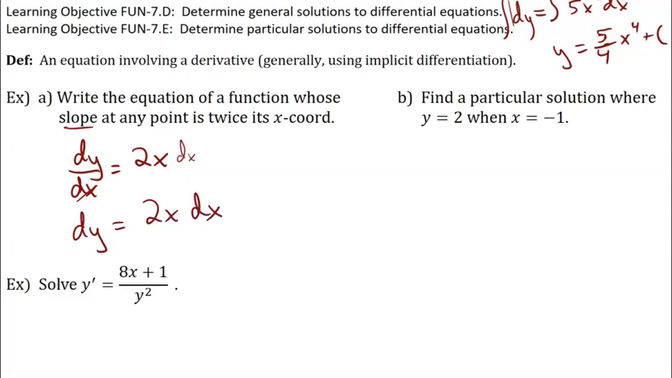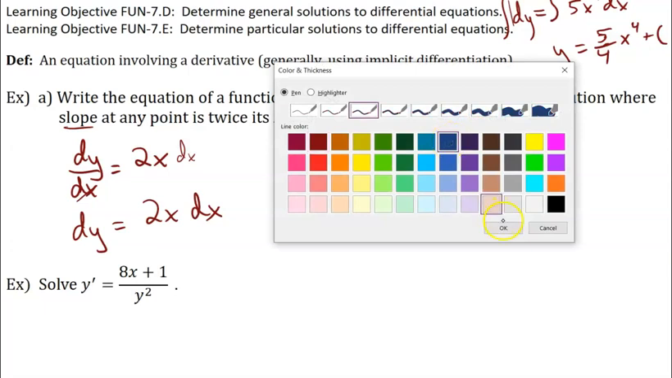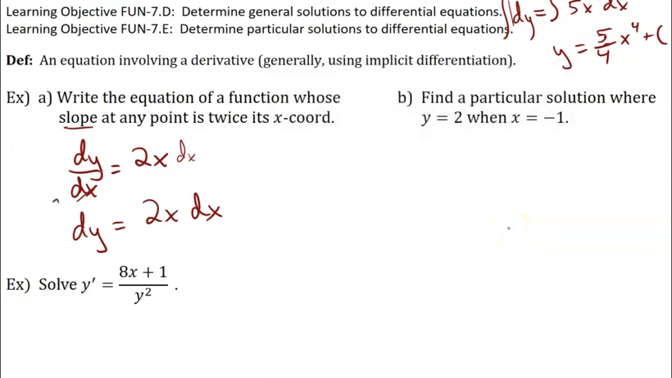And then to undo those differentials, we're going to integrate both sides of the equation. I'm going to integrate the left with respect to y because the dy tells me that, and then integrate the right with respect to x. The integral of 1 with respect to y would be just y. Now, you might be saying, okay, really it should be y plus c. Let's go ahead and write that for a second and see what happens. And that's a constant. Then on the right side, the integral of 2x is x squared.